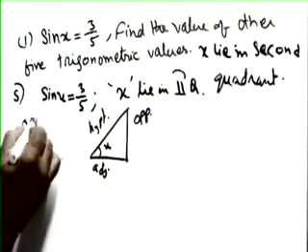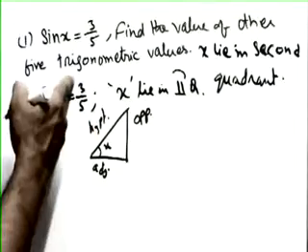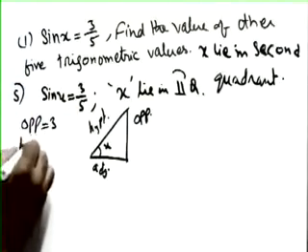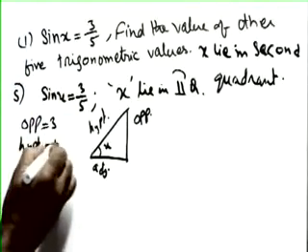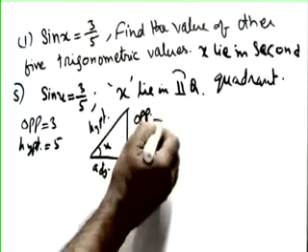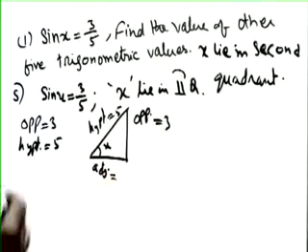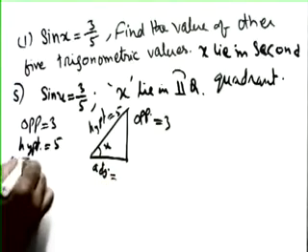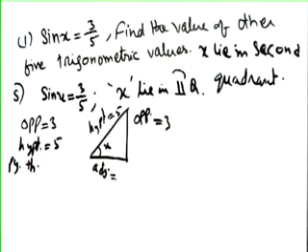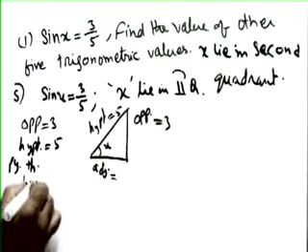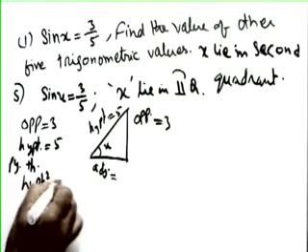We know sine is opposite by hypotenuse, so we have opposite equals 3 and hypotenuse equals 5. Opposite is 3, hypotenuse is 5. We have to find the adjacent. Let me find the adjacent. So we use Pythagoras theorem.